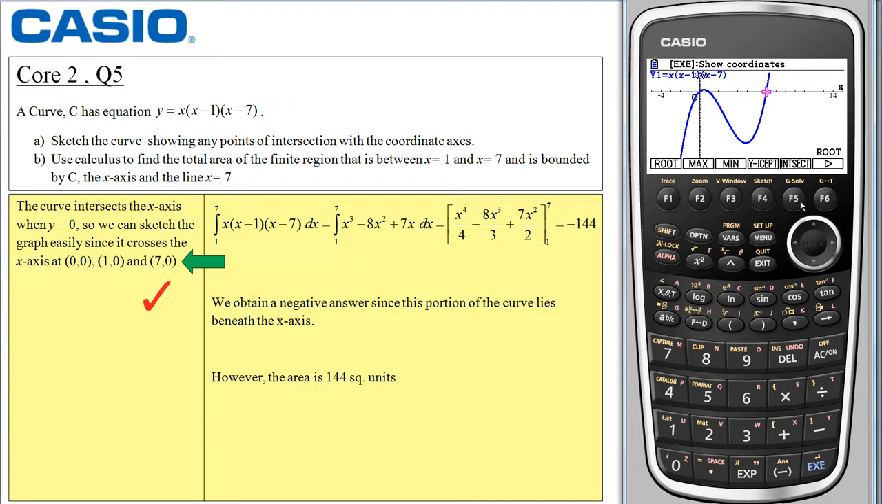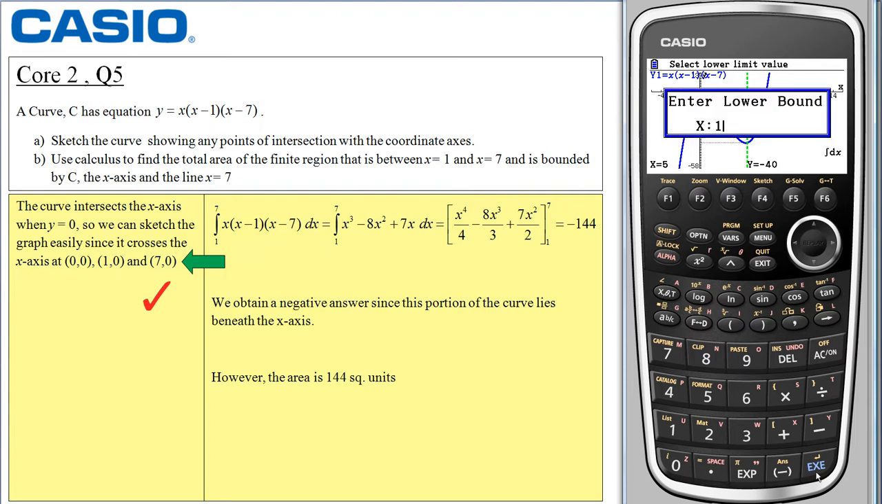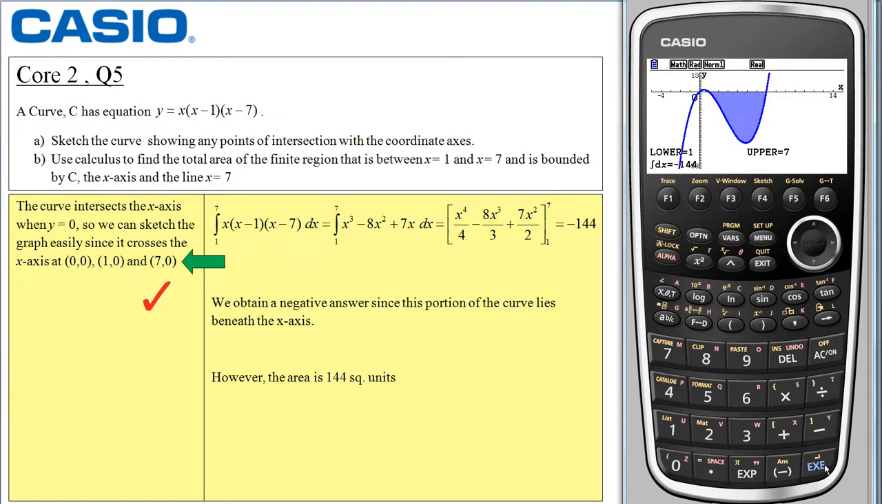F5 for G-solve, and if I use F6 to scroll to the integration menu, which is F3, selecting F1 to integrate the function with respect to x, it now asks me for my lower limit value, and in this case that's 1, and I select execute, and now it asks me for my upper limit value, so I key in 7 and execute, and you can see down here that I get an integral with a value of minus 144, and the shaded region is just here, which is below the x-axis. So again, the graphical calculator has confirmed my mathematics to be correct.